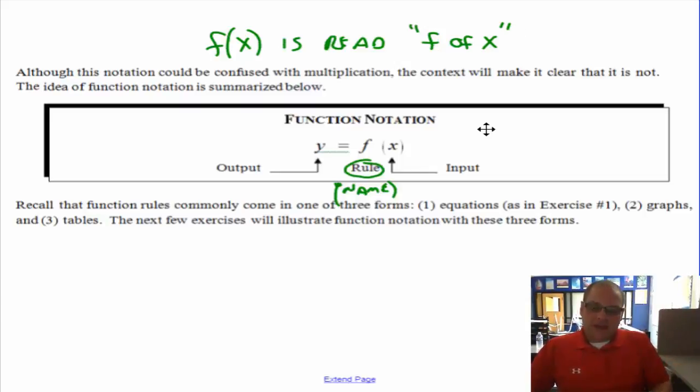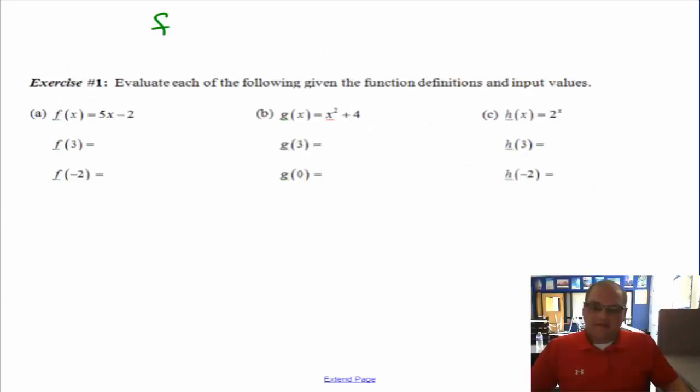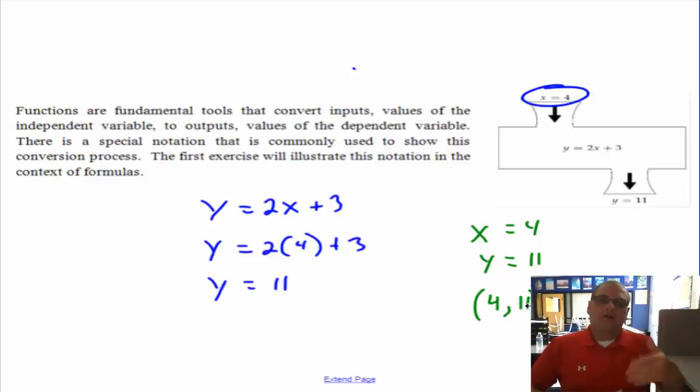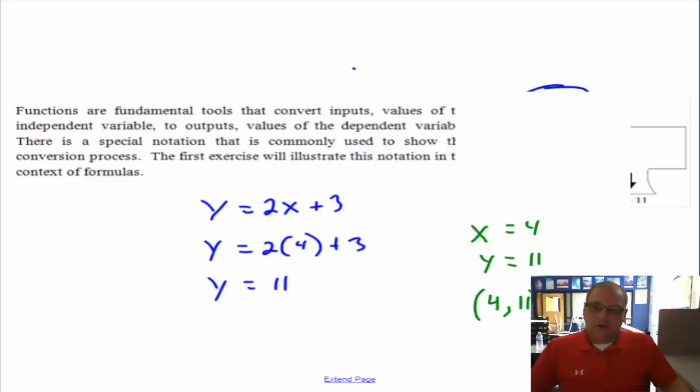Think of x as the input and y as the output. So whatever you get here for an output value, that is actually the y value. So if you go back to what we did here, we had an input of 4 and an output of 11. That means when x equals 4, y equals 11, and therefore the point (4, 11) is part of our function. All right, and then we're going to talk more about that.